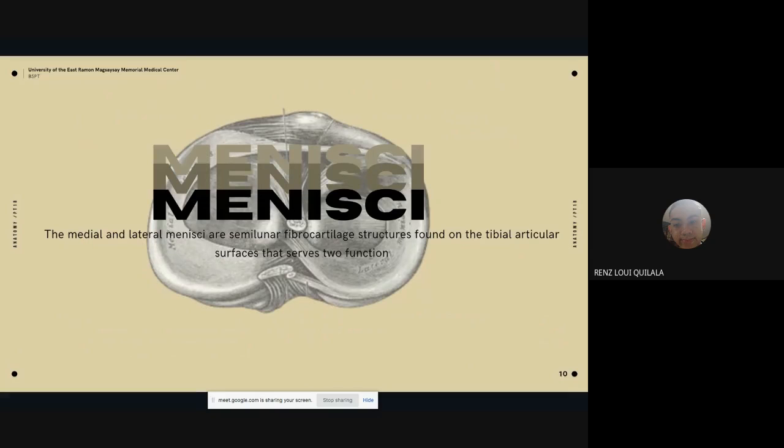The menisci, the medial and lateral menisci, are semi-lunar fibrocartilage structures found on the tibial articular surface that serve two functions: to deepen the articular surface of the tibia, thus increasing stability of the joint, and to act as a shock absorber by increasing surface area to further dissipate forces. It is divided into two parts, the medial and the lateral meniscus.